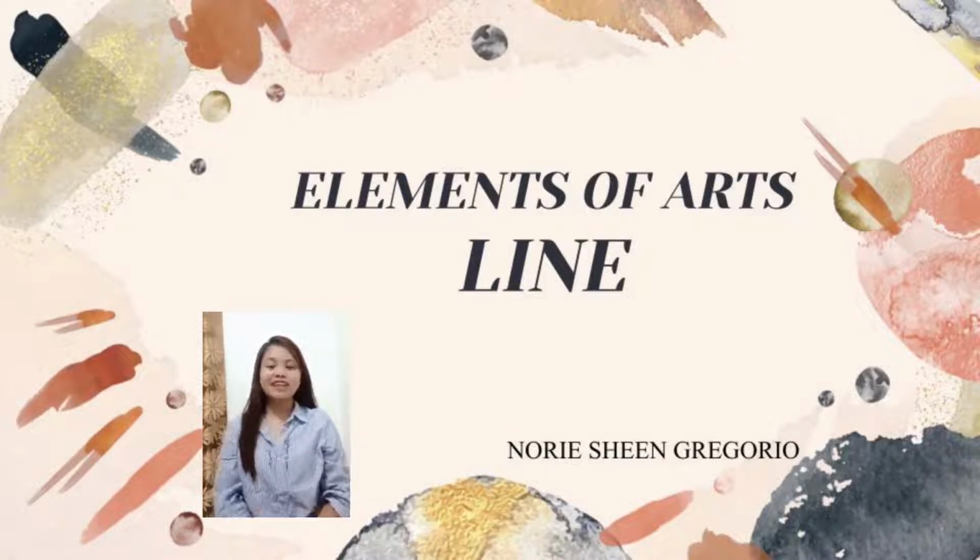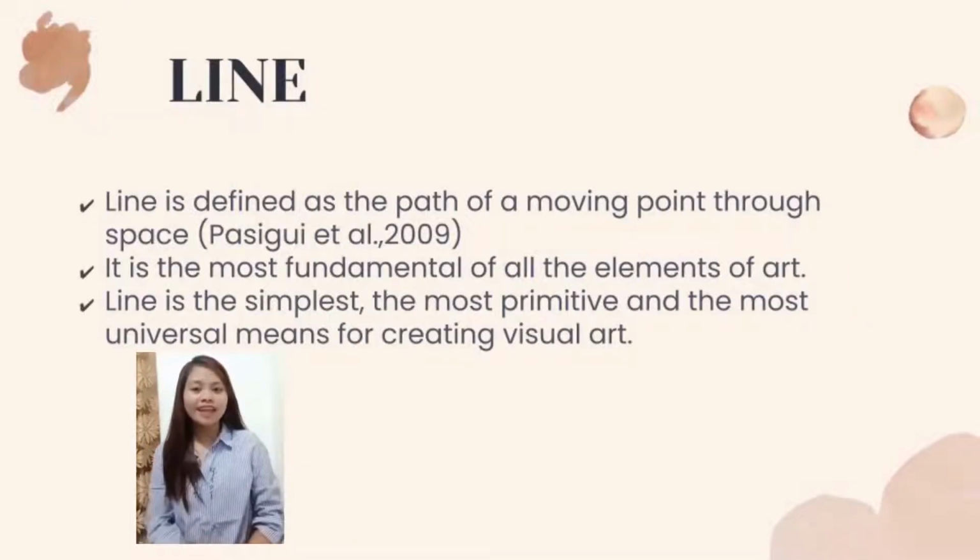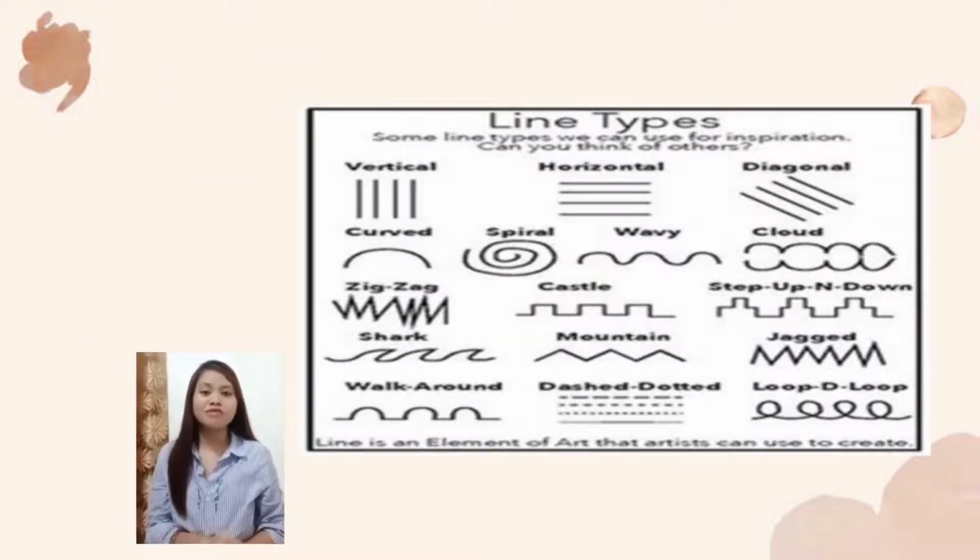First element is line. Line is defined as the path of a moving point through space. It is the most fundamental of all the elements of arts. Line is also the simplest, the most primitive, and the most universal means for creating visual art. We have kinds of lines.